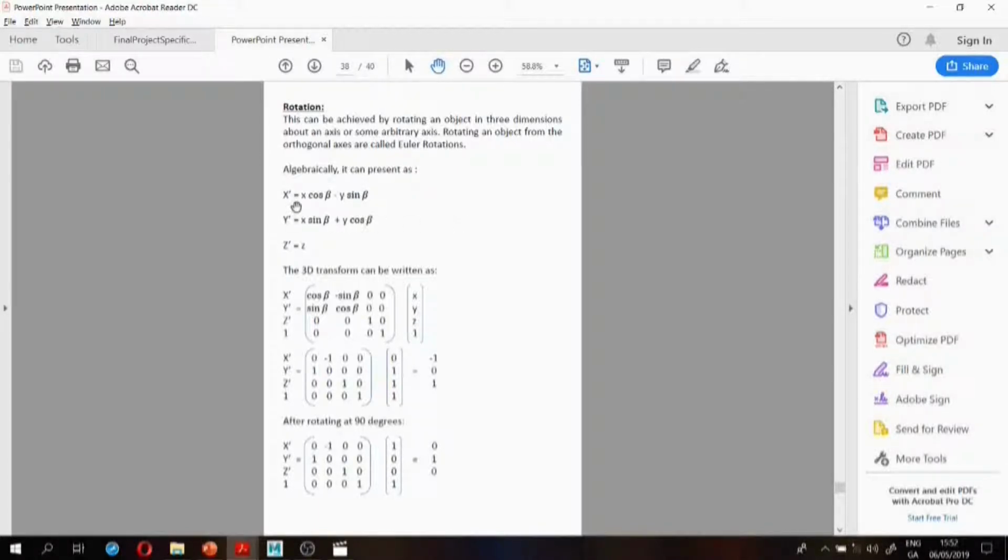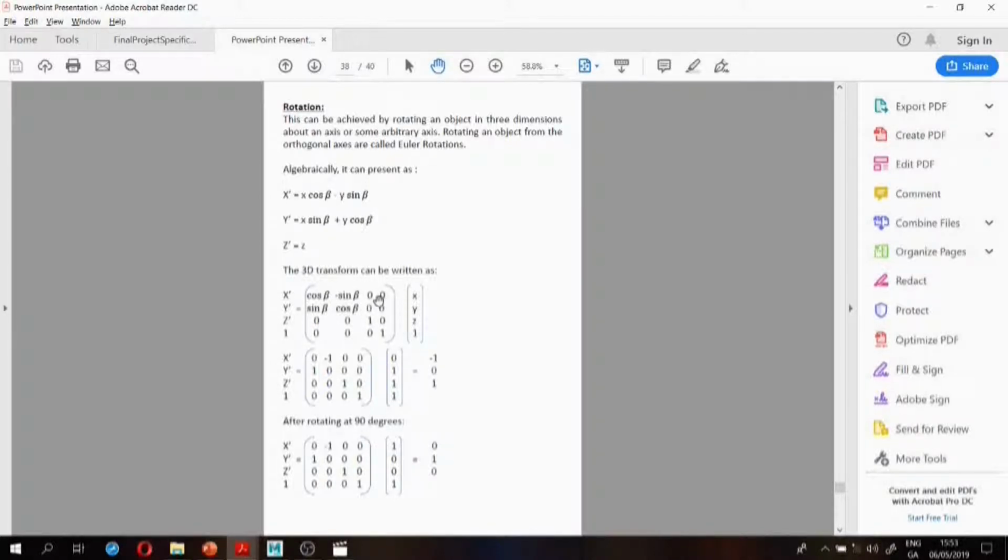Algebraically, it can be written as x dash is equal to x cos beta minus y sin beta. y dash will be x sin beta plus y cos beta. So z dash will remain z. There will be no movement in the z direction. So now the 3D transformation can be written as x dash will be cos beta, minus sin beta, 0 for z and 0 here.